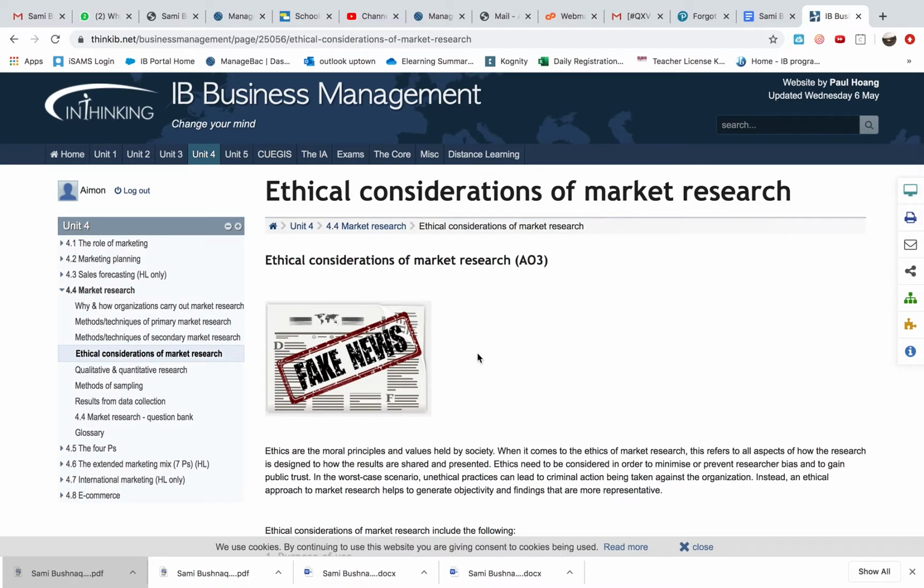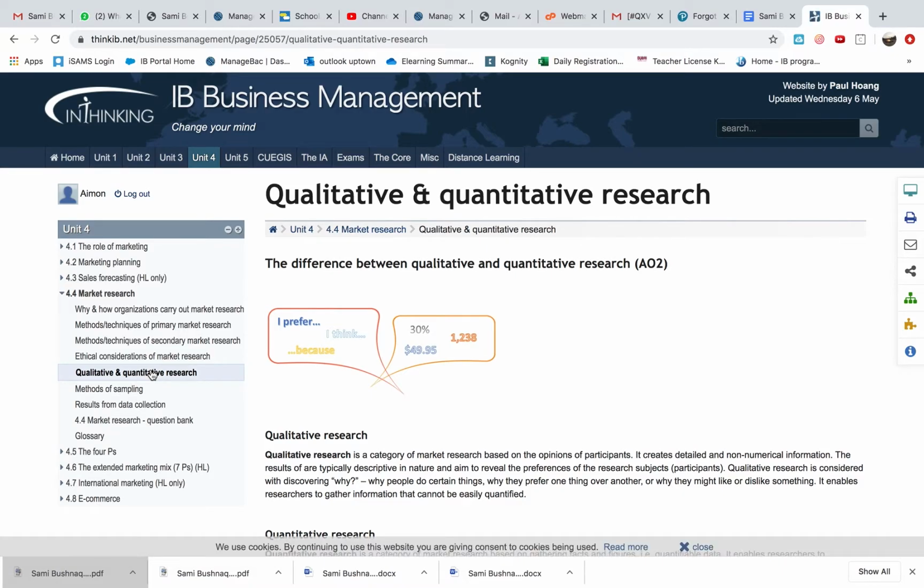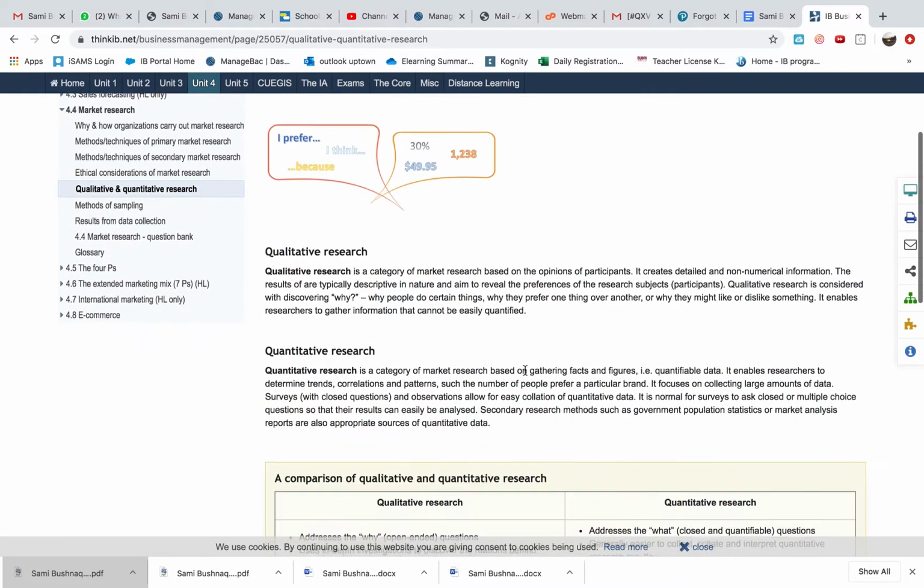But ethics is a big part of market research, and it's something you have to be very careful of. Don't always just read a report and assume it's 100% correct. Don't just read a media article and say, oh, this is gospel. No, you have to look a bit deeper and make sure that they're being ethical.